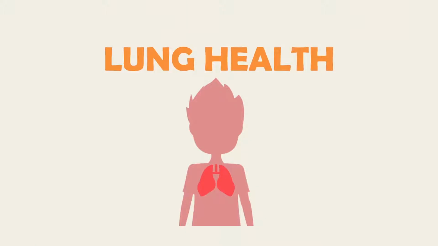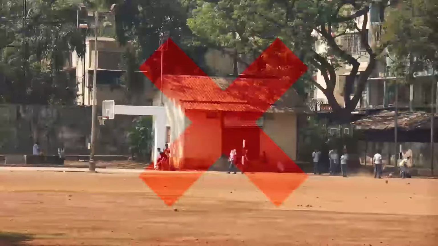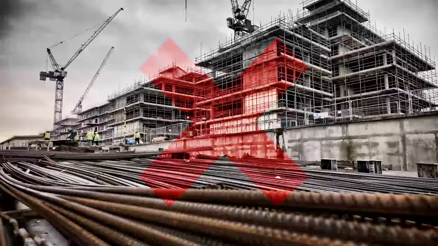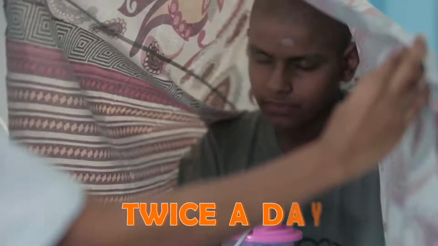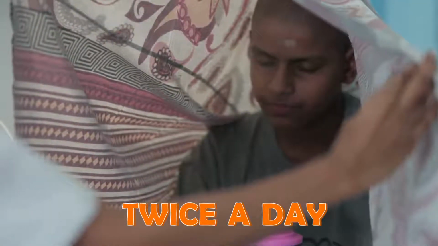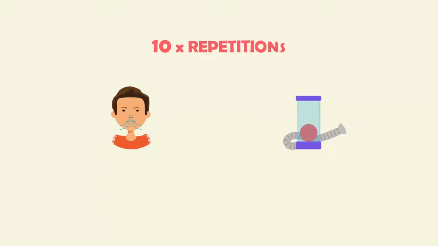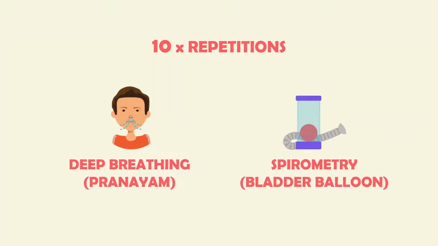Lung health. To prevent lung infections, avoid taking the child to crowded, dusty areas and construction sites. Make the child do steam inhalation twice a day. The child must also do 10 repetitions of the following exercises.